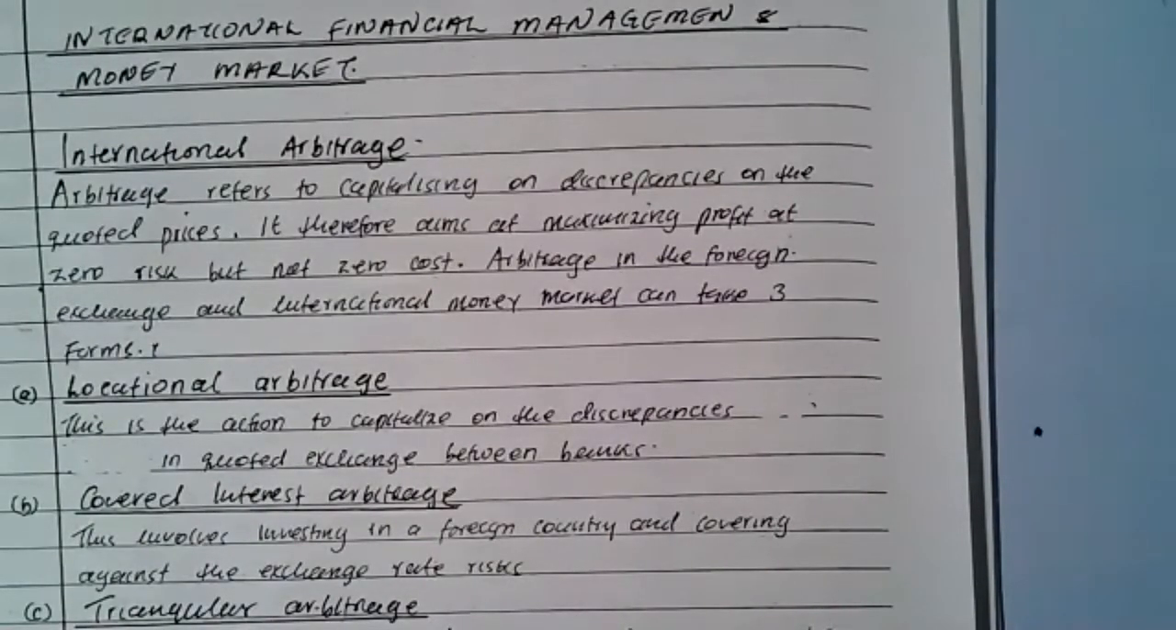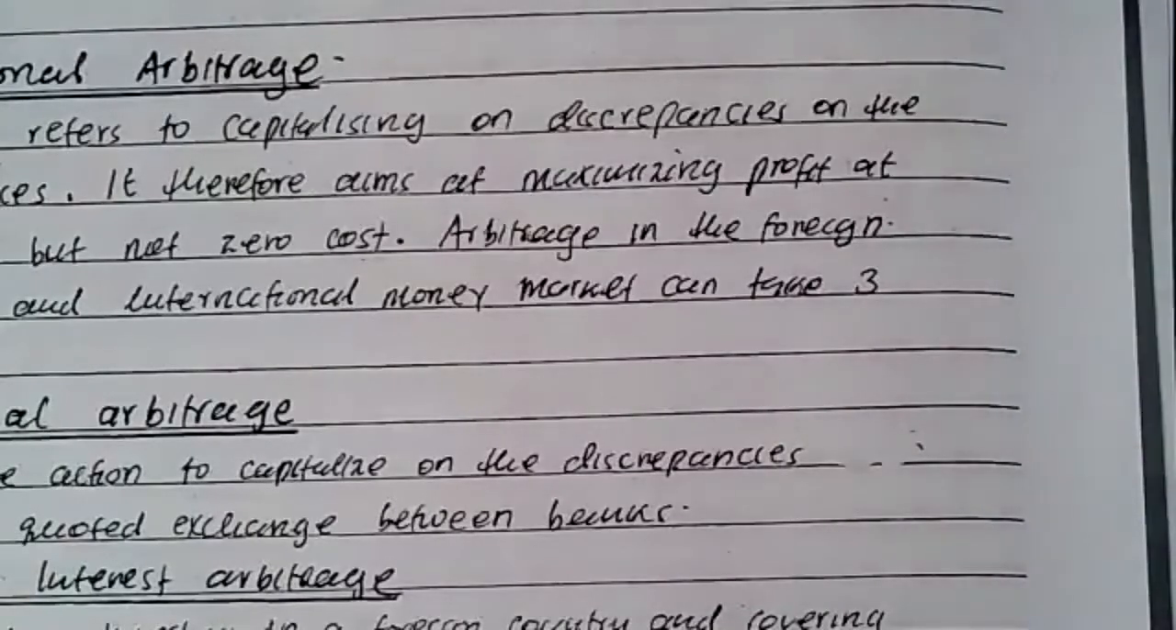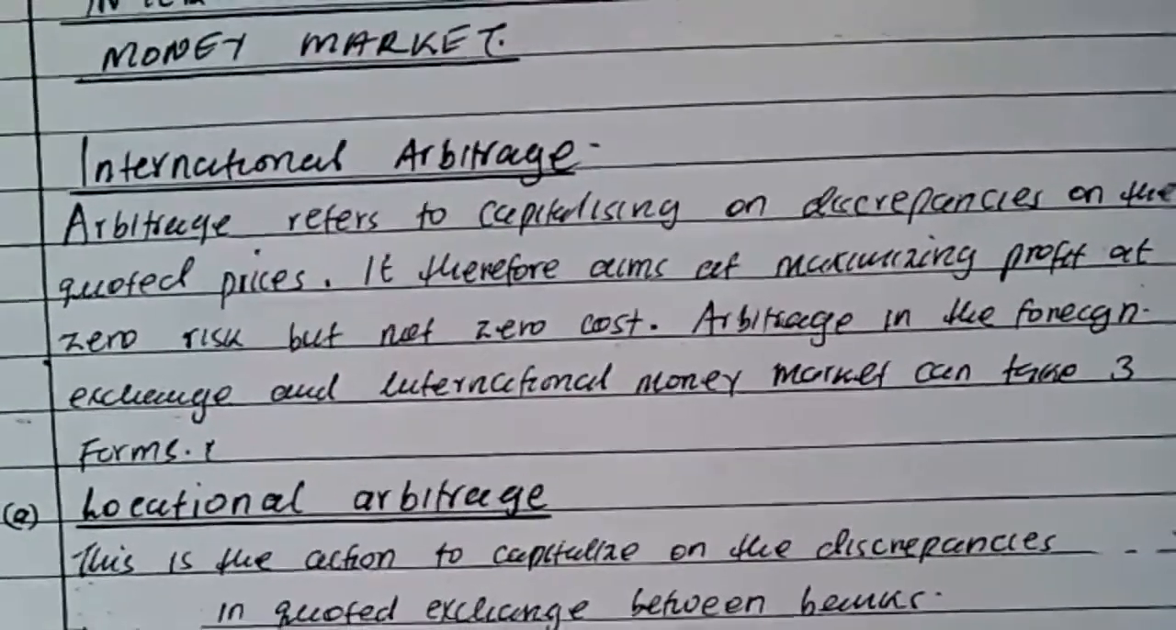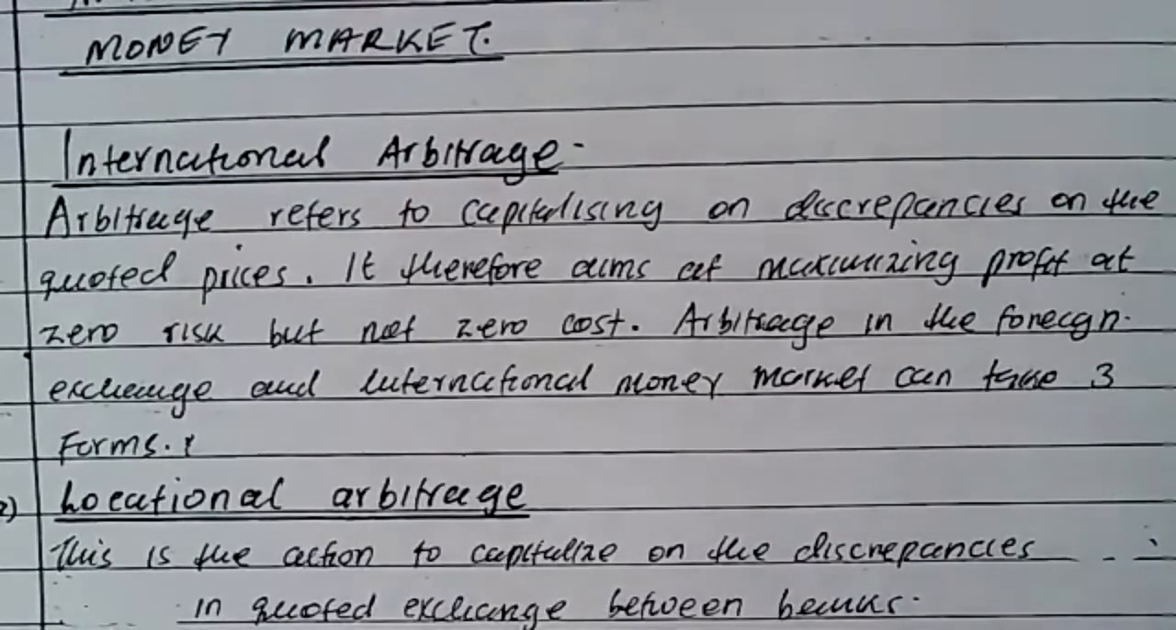So this is what I mean. For example, assuming you have 100 US dollars, how can you change them into Kenyan shillings, then to Tanzanian shillings, and then back to US dollars, and you end up getting a gain? That's what you call arbitrage. Arbitrage refers to capitalizing on the discrepancies in the quoted price. It therefore aims at maximizing profit at zero risk, but not zero cost. So that means you have to incur some cost.